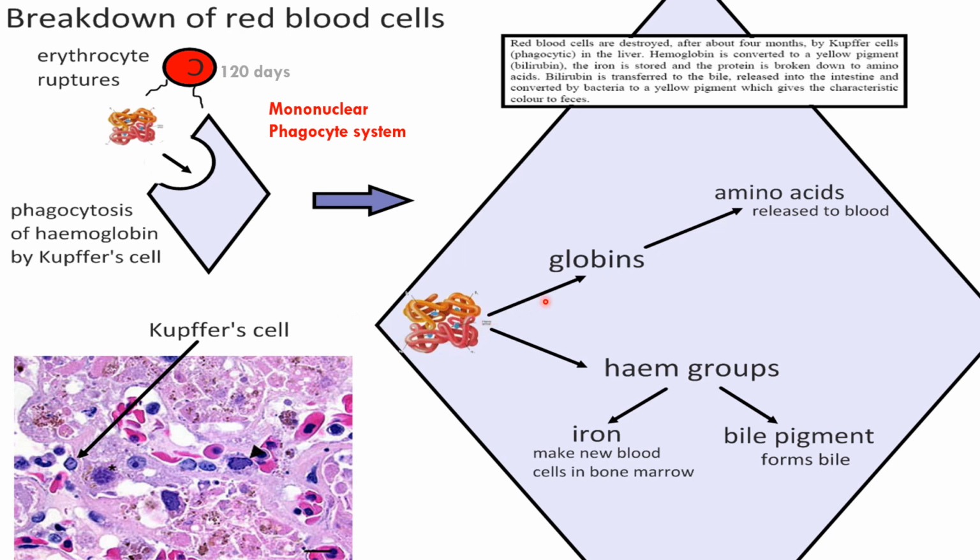Before that, the globulins are released, right? So globulins are released as amino acids into the blood. And from the heme part, the iron gets removed. Some of the iron is stored in the liver itself as ferritin and hemosiderin, and then the bile pigment from the heme group is formed. Not directly as bile, but as biliverdin, bilirubin, and bile.